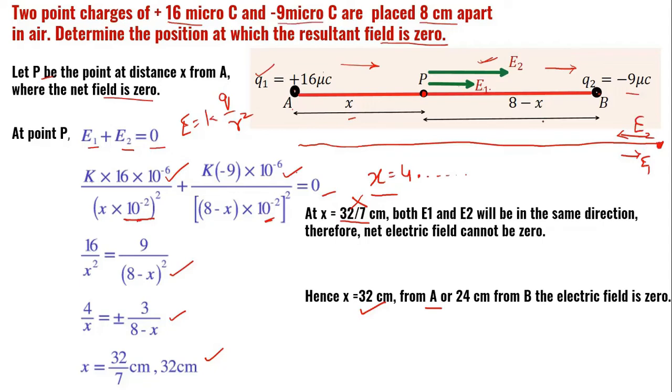So mind it, when we are having two unlike charges, that is one positive and one negative, the net electric field will be 0 always on the other side of the charge. That is, it will never be in between the two charges. So at x equals 32 centimeter, the electric field will be 0. This key point you have to keep always in mind. In between A and B, the net electric field can never be 0.